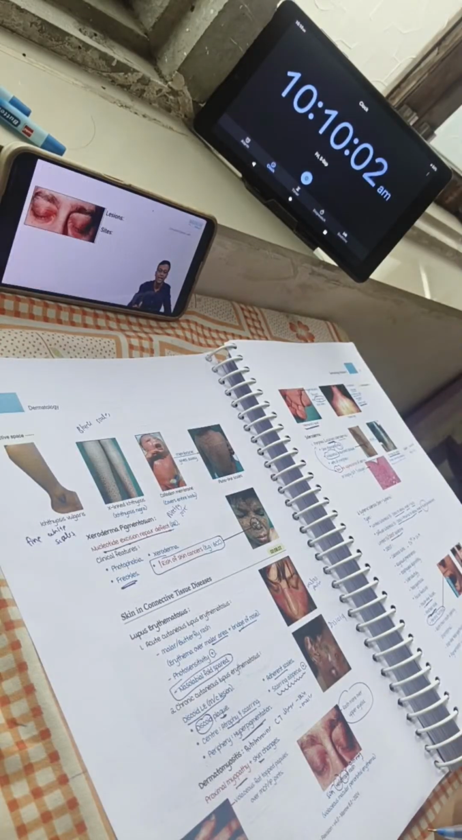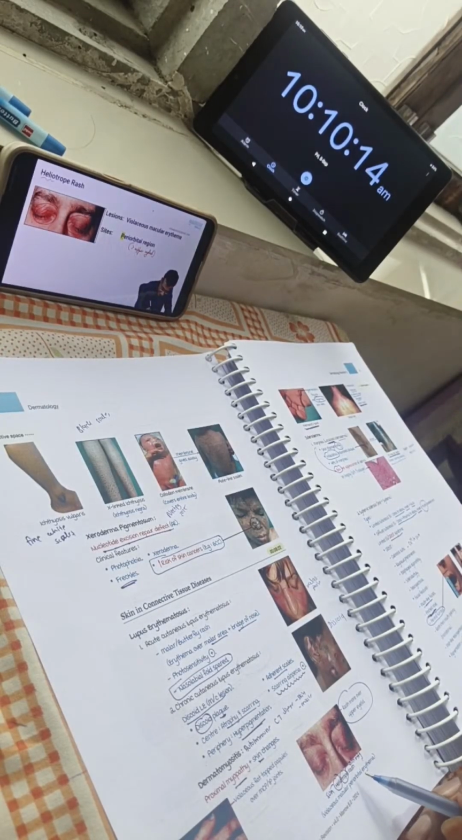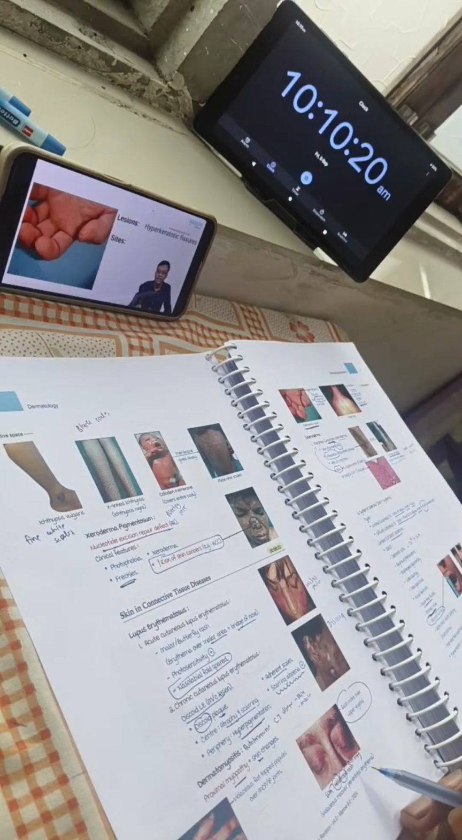So this is number one. Number two, we have bilateral macular erythema, which is located periorbitally, more over the upper eyelid. This rash is referred to as heliotrope rash. Helios means sun, tropism means having an affinity. This is number two.